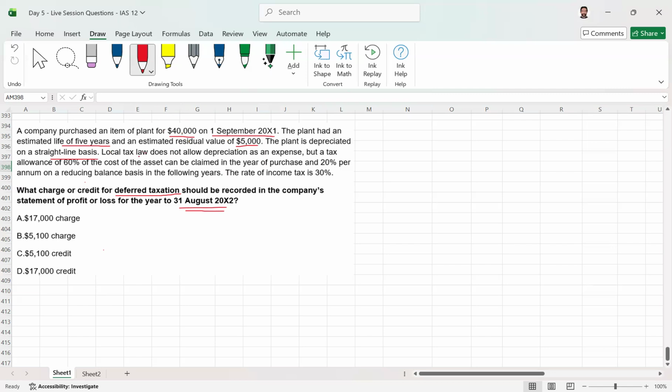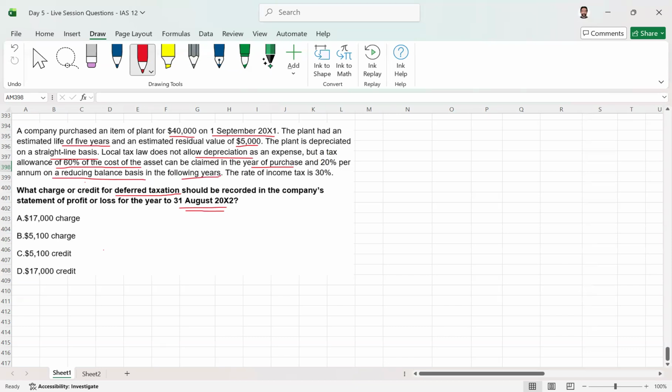However, the local tax law does not allow depreciation. This is always the case because the tax authorities do not allow depreciation. On the contrary, they have their own depreciation that is regarded as capital allowances. But a tax allowance of 60% of the cost of the asset can be claimed in the year of purchase. So here you can see that the tax authorities are generous. And a 20% per annum on reducing balance basis in the following year.